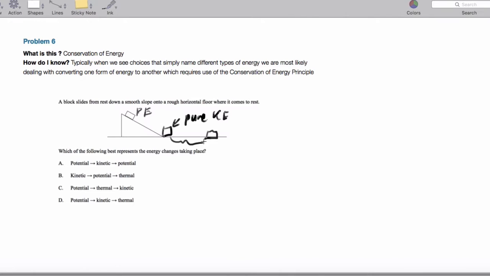However, from here to here, the surface is rough. There is friction, and therefore all this potential energy finally gets converted into dissipated or thermal energy. So we have potential to kinetic to thermal, choice D.